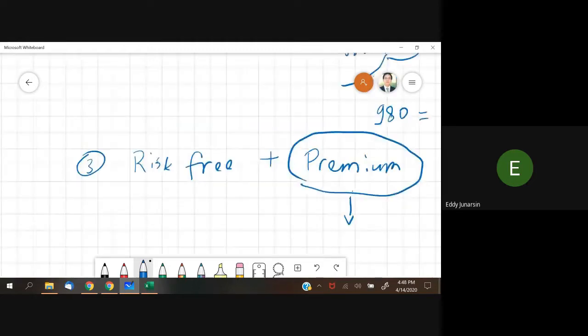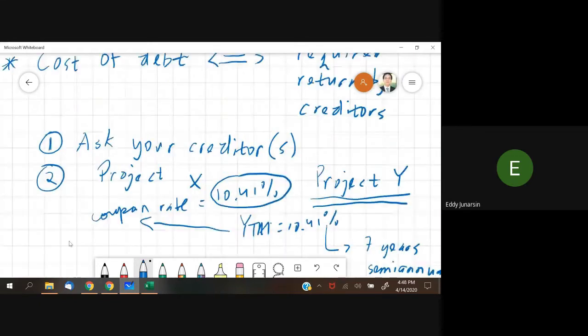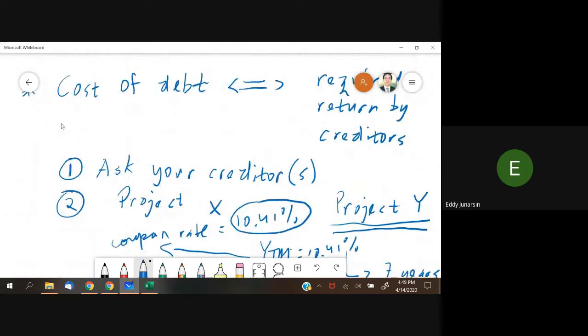So again, cost of debt. Why are we doing this? It is to estimate the cost of debt. And what is the cost of debt again? It's a required return by creditors. Right? Required return by creditors.